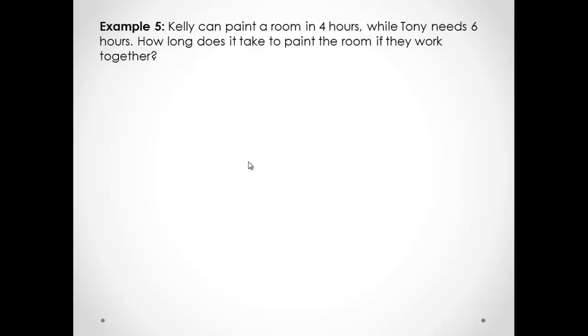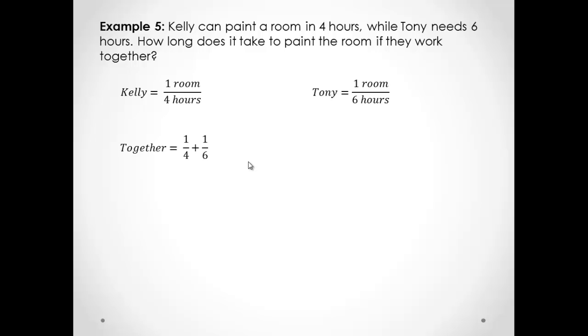Example 5. Kelly can paint a room in 4 hours, while Tony needs 6 hours. The question here is, how long is it to paint the room if they work together? So let's look at what each one of them does. If we talk about rooms per hour, Kelly can paint 1 room for every 4 hours. Tony is 1 room for every 6 hours. So what do they do together?